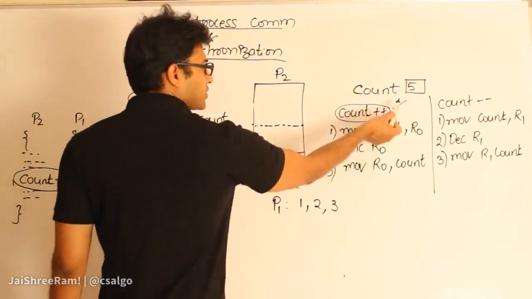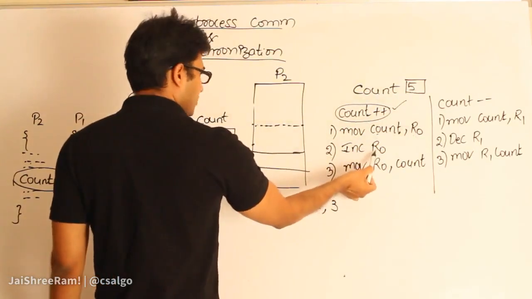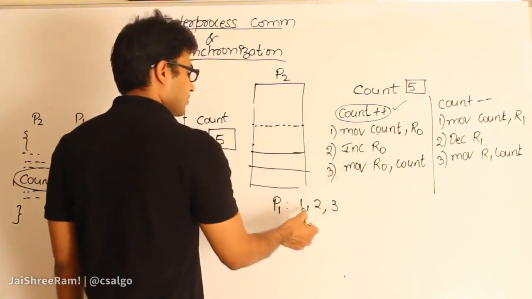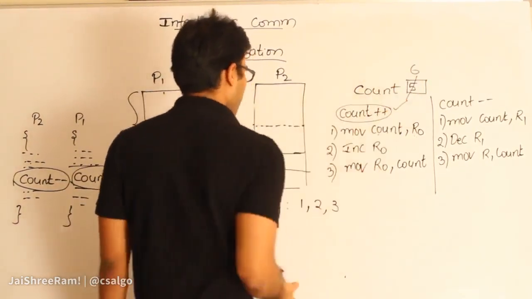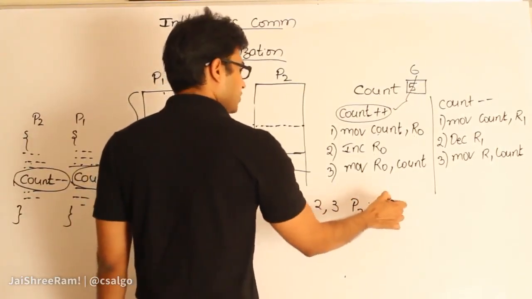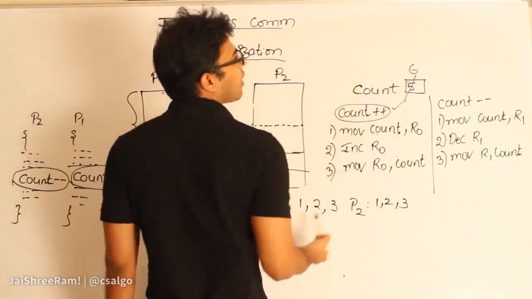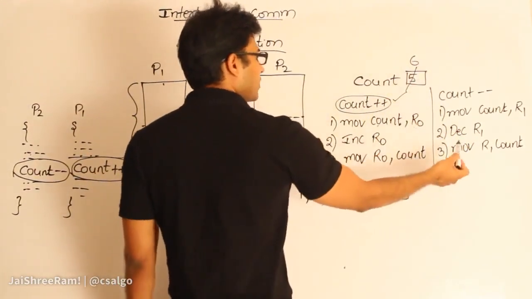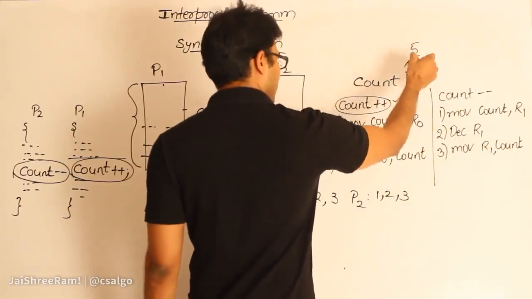Then what happens? We move this count value into R0, therefore R0 will get 5, and increment R0 means R0 will get 6, and then move this 6 into count, right? Then count is going to be incremented to 6. And then assume that P2 got scheduled and now P2 executes its 1, 2, 3 lines. Then we read 6 into R1 and then decrement R1, which means it will be 5, and then R1 will be written back to count, which means this will be 5 again, right?